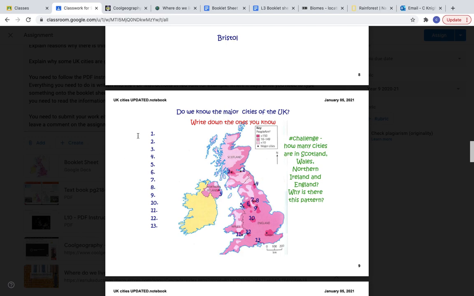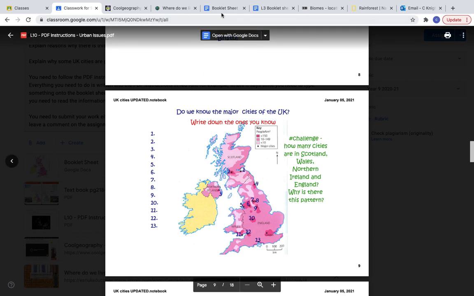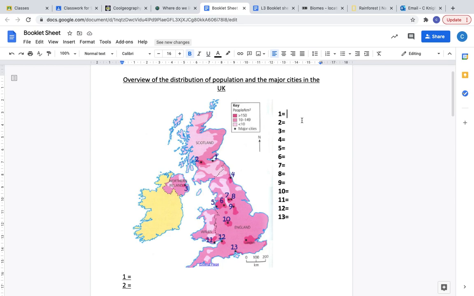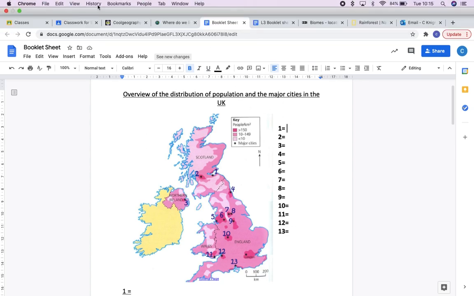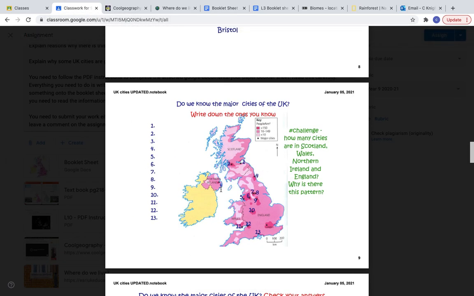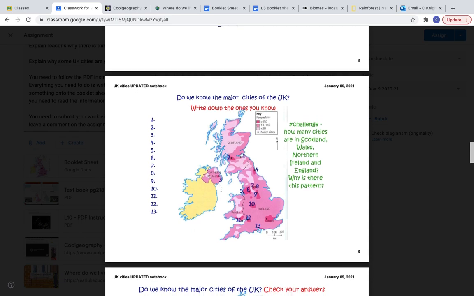So for this activity, you'll be using the booklet sheet, and you'll be matching up where the number is on the map, and you're going to be writing in what you think the major city is on your sheet. So to go to the booklet sheet here, this is the first activity. So for example, this is number 1. You'll be writing in here what you think number 1 is. So just have a go at that. We're not expecting you to know all of these, and I know it might be quite tricky, but just have a go and see how many you can get.